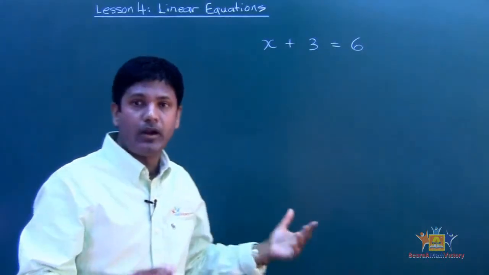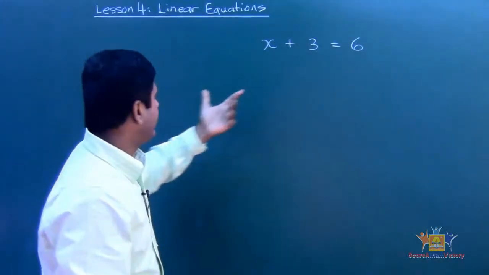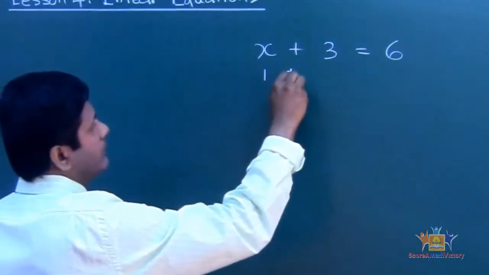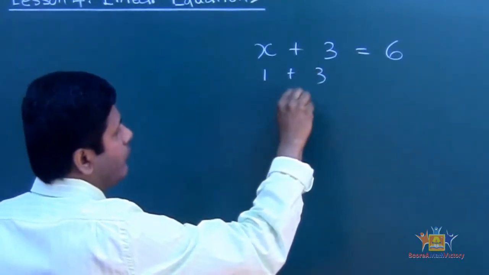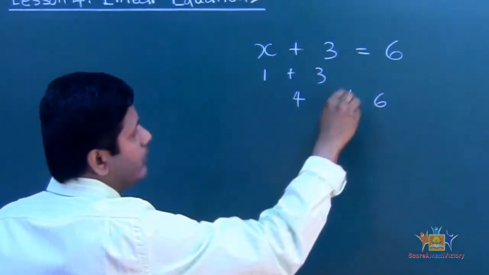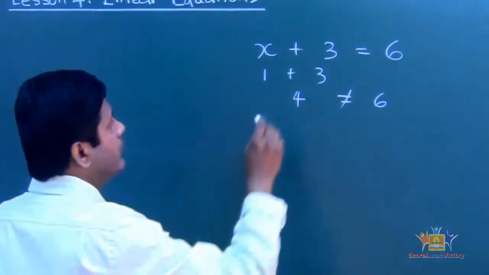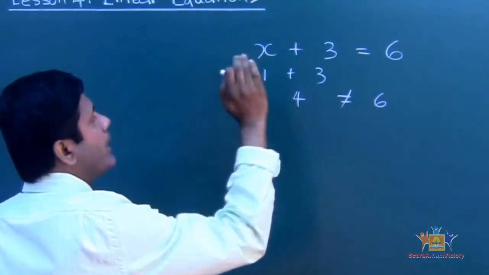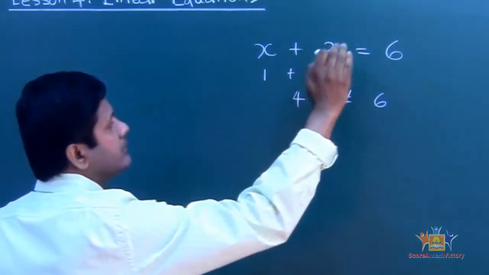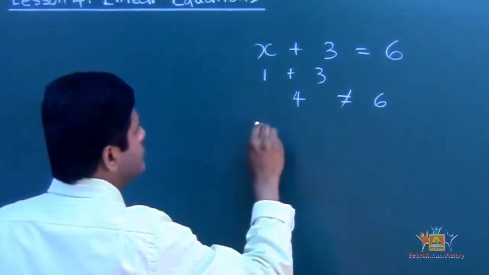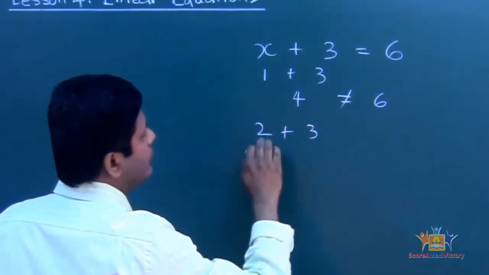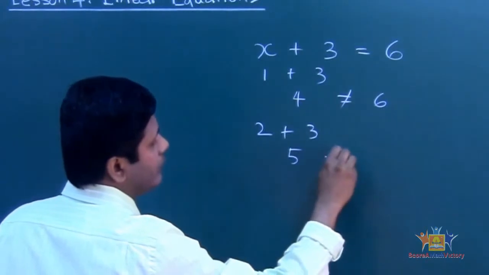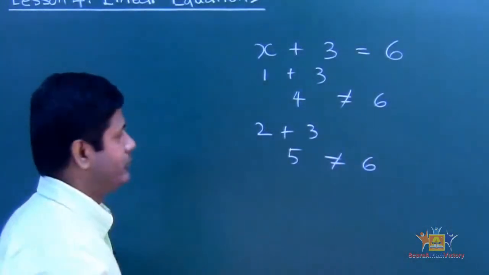One way of doing it is by guessing. We start by guessing, let's say 1. So 1 plus 3 is 4. Is it equal to 6? No, it's not equal to 6. So we're looking for equality. We want to find out what x ought to be in order for plus 3 to give me 6. Alright, let's do 2. 2 plus 3 is 5. Is 5 equal to 6? It's not equal to 6.